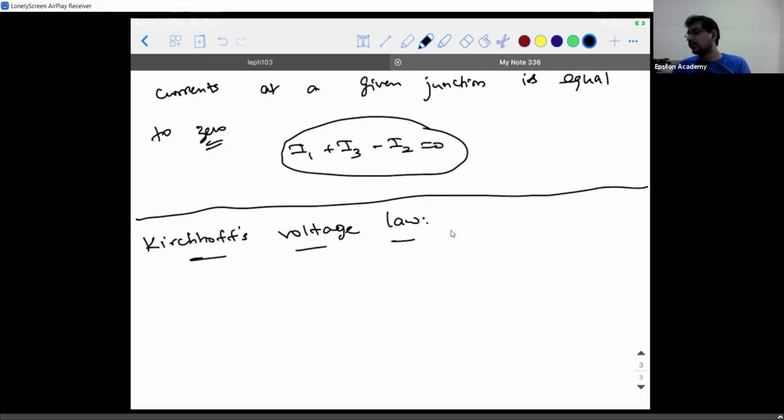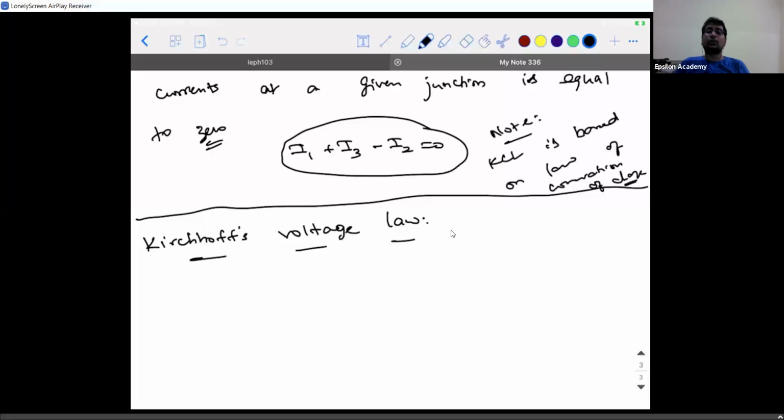Now listen to this carefully. Before I go into this law, I forgot to mention one important point. Make a note here. Kirchhoff's current law, we call it KCL. KCL is based on the law of conservation of charge.